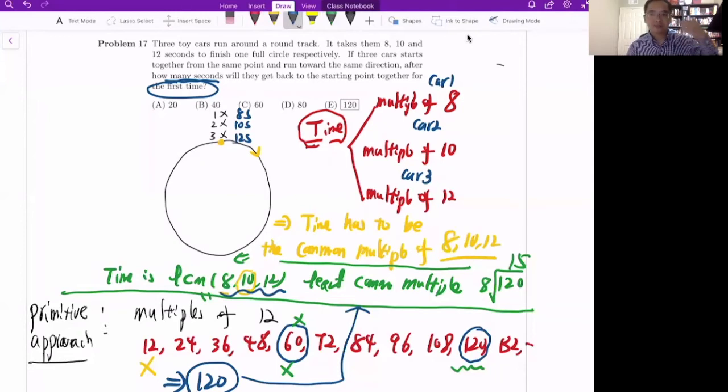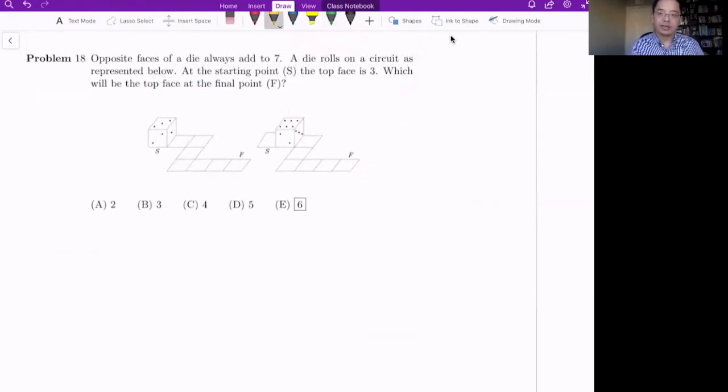In other words, after 120 seconds, which is equivalent to 2 minutes, those 3 cars will all go back to the starting point. Let's look at more details. After 120 seconds, this one goes 15 circles, this one goes 12 circles, and this one goes 10 circles. So they're all full circles, and they all arrive at the starting point.